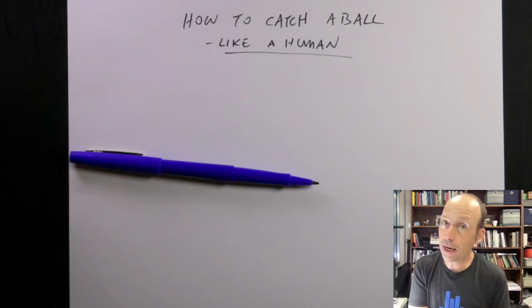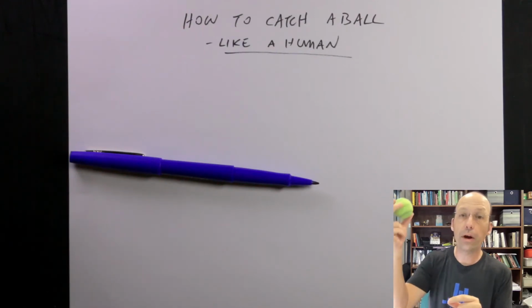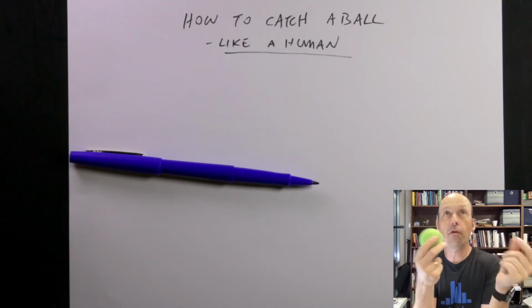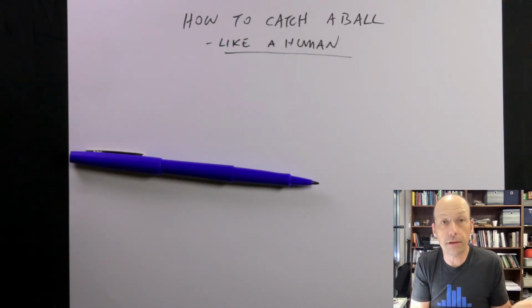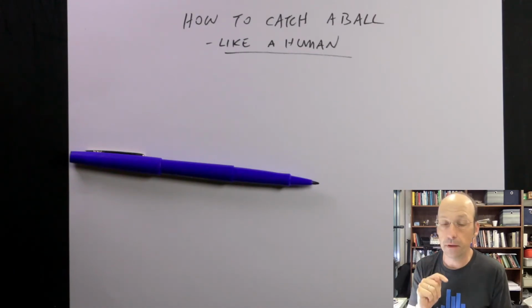And they don't use physics, right? They don't say, okay, where's the ball going, and calculate where it's going to land and move there. Instead, they move in a way to look at the motion of the ball and they end up in the right place. And so I want to model that with Python. That's what we're going to do.